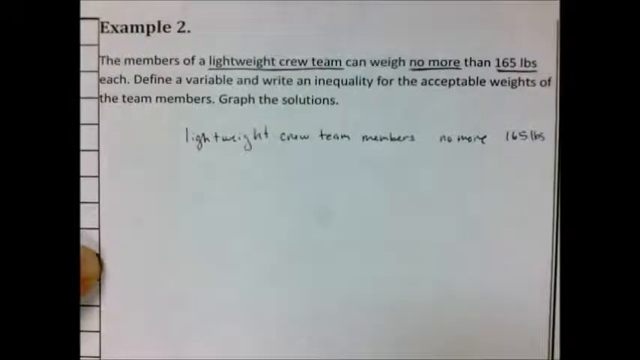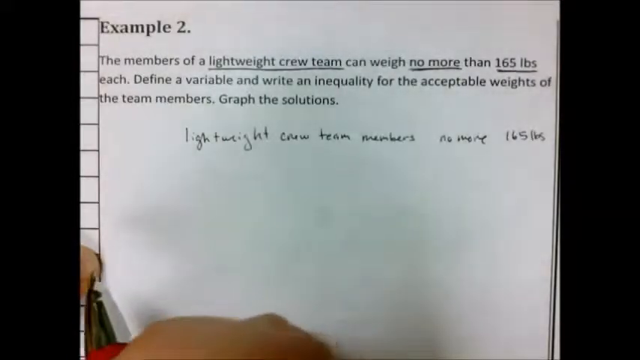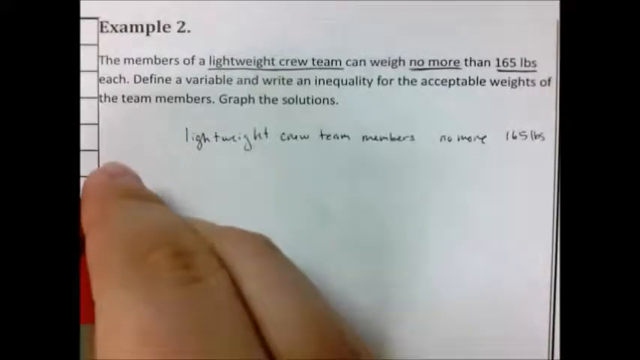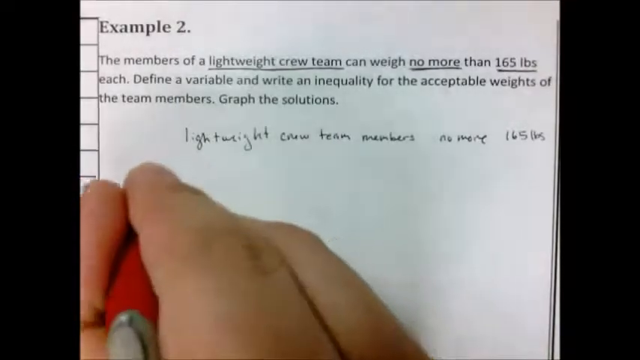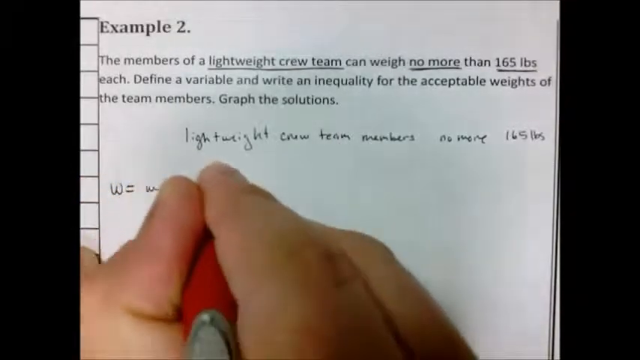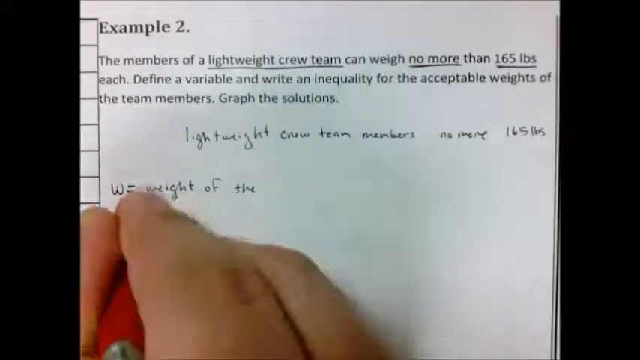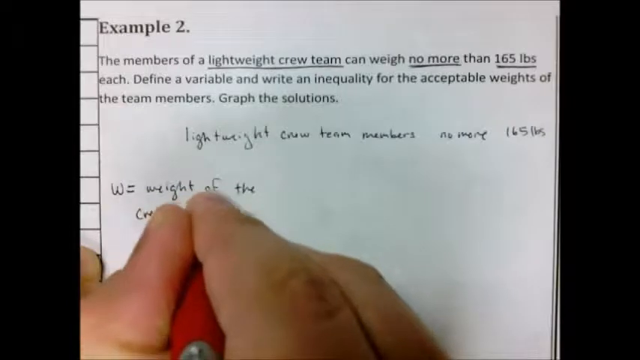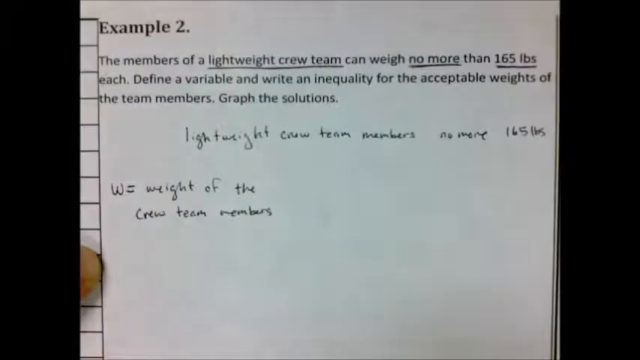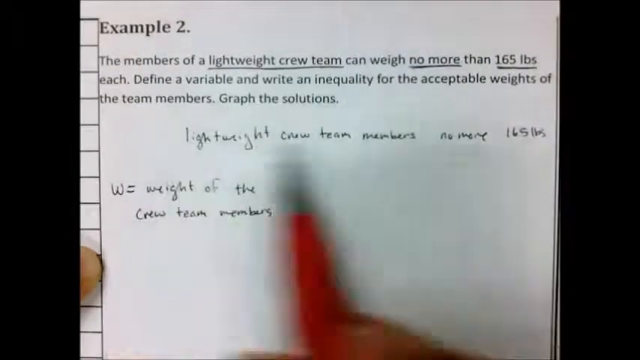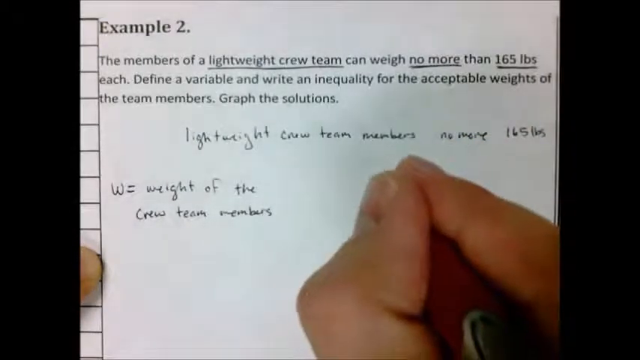And remember, the first thing this question tells us to do, and the key concept said as well, is define what our variable is. We know our variable is just weight. That's what we're trying to figure out: the acceptable weights for the team members. You can choose whichever variable you want. I'm choosing W as the weight of the crew team members. So we've defined the variable as W, and we're going to put W in for that portion right here.